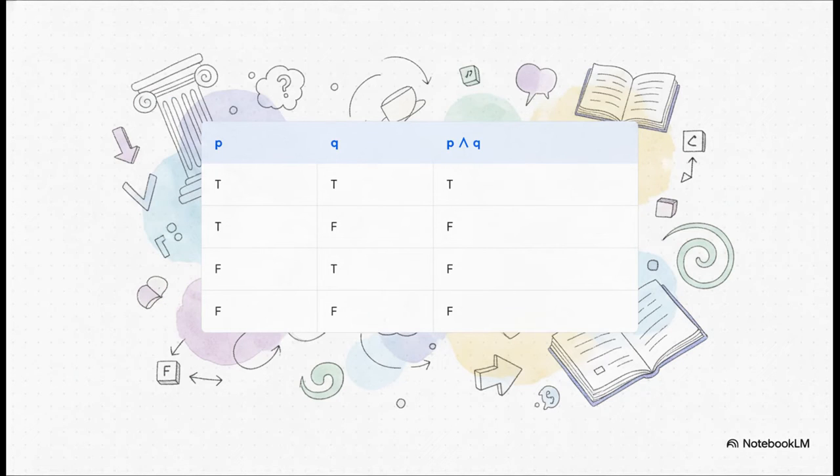And check out this truth table. It shows this perfectly. It lays out every single possibility. Just look down that P and Q column. See that? There's only one single T for true, and it only happens when both P and Q are true. Every other combo? False. No exceptions.